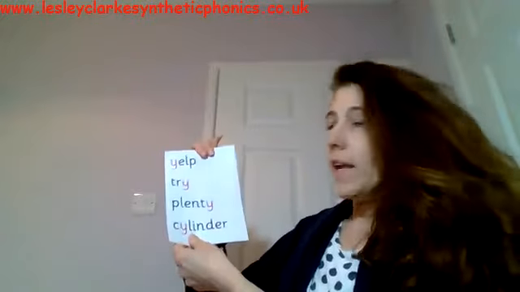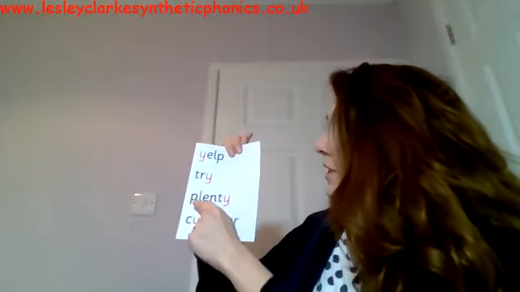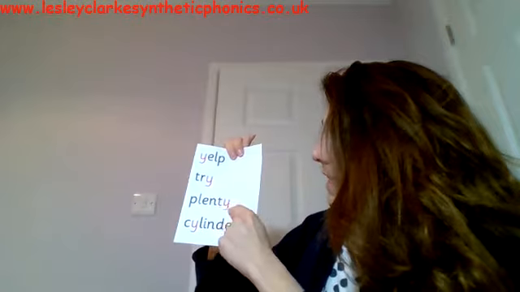So we have I, Y, I, shy, I, sly, and I, spy. If they see the letter Y at the end of a longer word, it usually makes an E sound. So we'd sound plen, t, plenty. Here are some others.